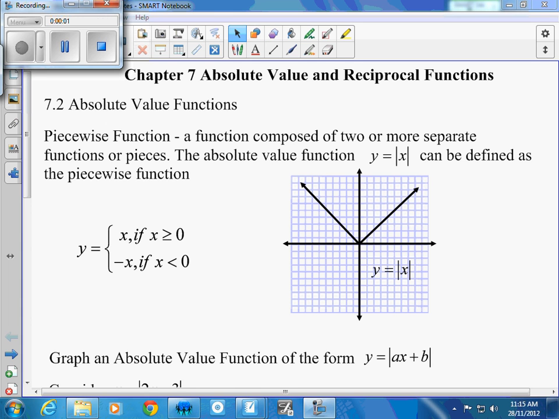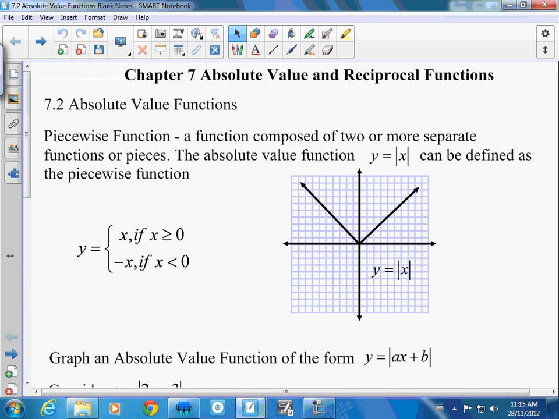Okay, so lesson number 7.2. What we're going to do is take the absolute values that we learned yesterday, right? What's the definition of absolute value? The distance from 0, and it always has to be positive. Now, could your answer when you actually calculated it be negative? Yes, because we did some yesterday, right? But the distance cannot be negative.